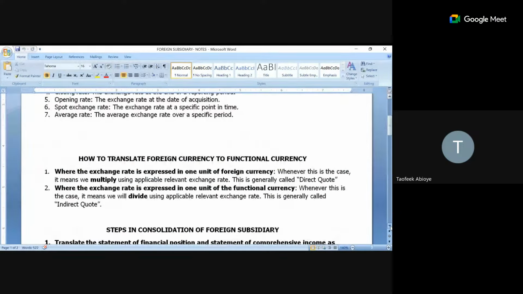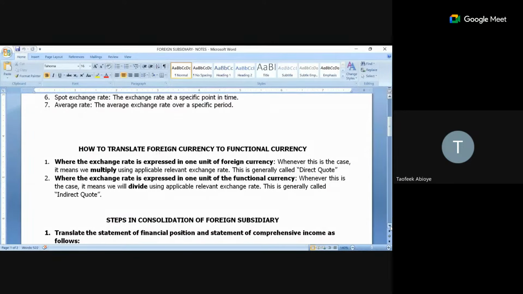Apart from that, we need to learn how to translate. How do we translate from one foreign currency to another? This is very, very key. Sometimes you will divide, sometimes you will multiply. So how do we know? I said it during our IAS 21 class. I said you are going to divide when the foreign currency is expressed as one unit to the other currency. When we are solving, I will expatiate more on this.